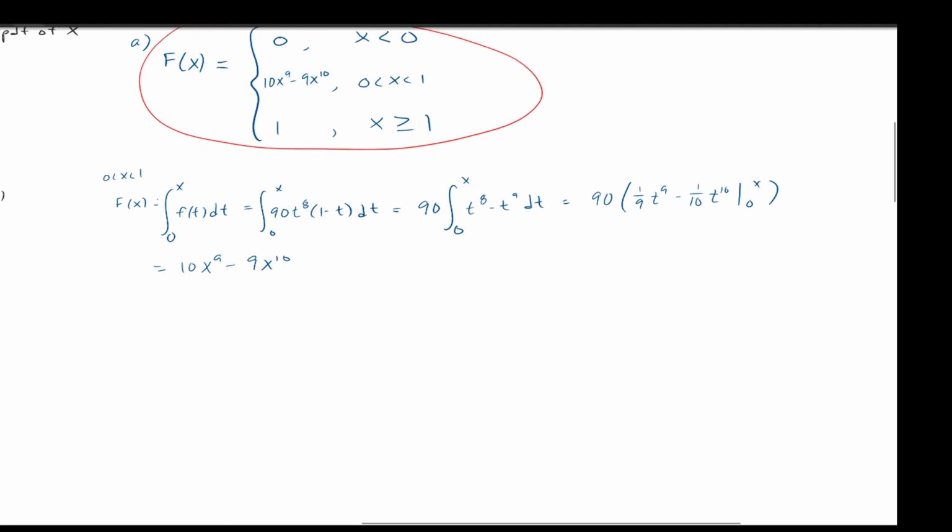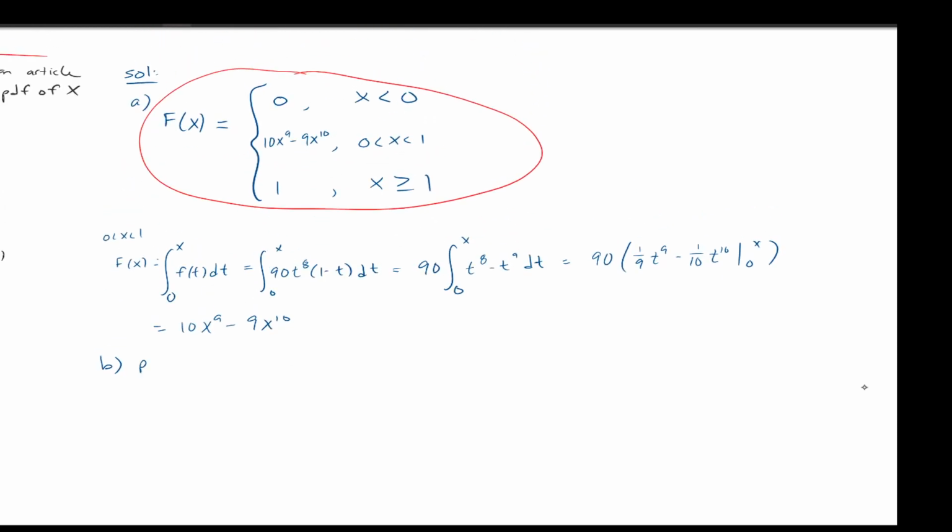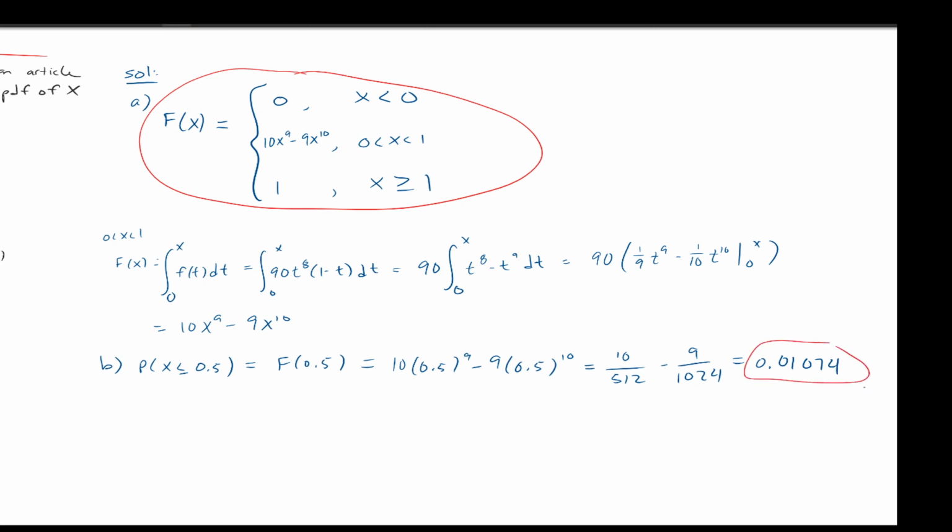Part B says find probability x is less than 0.5. So probability that x is less than or equal to 0.5 is F of 0.5, which is going to be 10 times 0.5 to the 9 minus 9 times 0.5 to the 10. So that's 10 over 512 minus 9 over 1024. I'll leave it as a decimal, 0.01074. Well, it's not rounded. The next digit was 2, so I just left it as a 4.